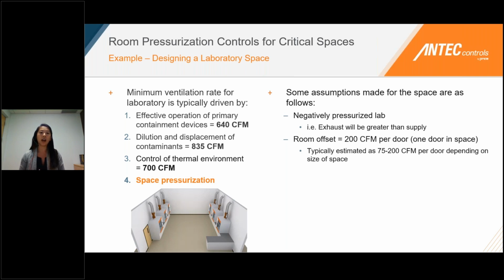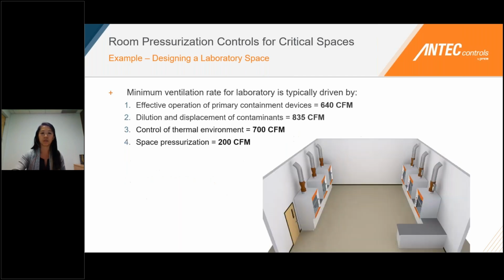So we're going to assume that we're going to use 200 CFM per door. There's only going to be one door in this space. So the minimum exhaust airflow that we need to maintain a 200 CFM offset is going to be 200 CFM, because we're assuming that at the minimum requirement, your supply is at 0. So in order to get a negative space, we just need to be exhausting 200 CFM. Again, this is the minimum requirement, or the minimum exhaust airflow. So we've got all those values based on all of those different considerations for the space.